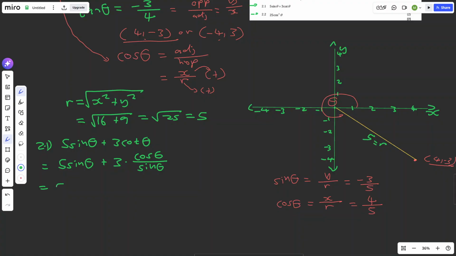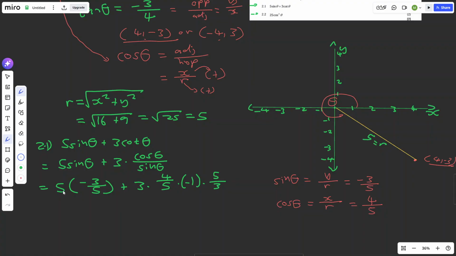So we'll have 5 here. Sine of theta is minus 3 over 5, plus 3 times cos of theta, so we'll have 4 over 5. You see, sine of theta is at the bottom, right? So now we're going to have to flip it around. So let's not forget the negative. We'll just put it there separately, multiplied by sine of theta, which is minus 3 over 5, right? We put the negative there. So that 3 over 5, we're going to flip it around, so we'll have 5 over 3.